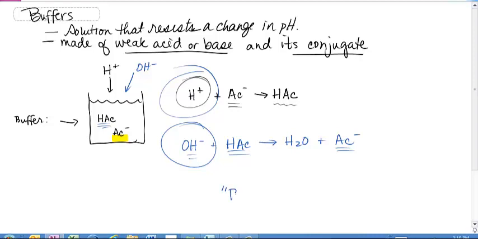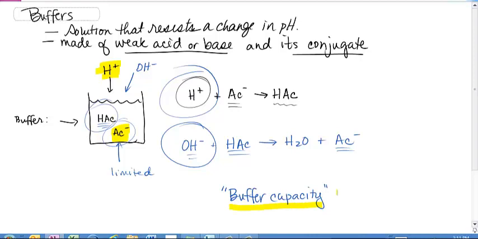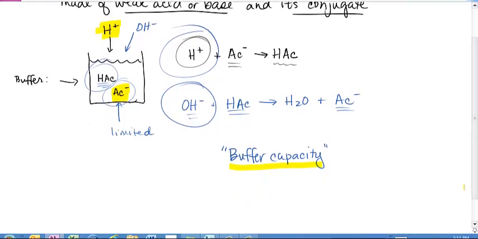Now, of course, that does lead to something known as buffer capacity, because I could add a small amount of acid or base, and as long as there's something in there to react, the pH won't change much. But there's only a limited amount of the acid or the base. So if I, for example, continue to add H+, the Ac- will react with it until the Ac- is all gone. And then you've reached the buffer capacity. It's run out of the buffering substance, so to speak.